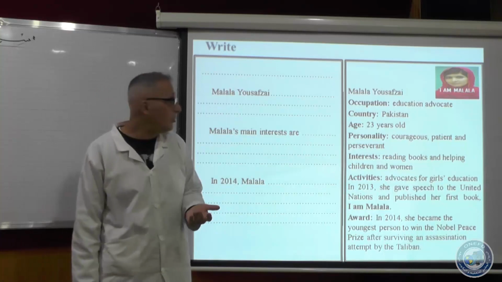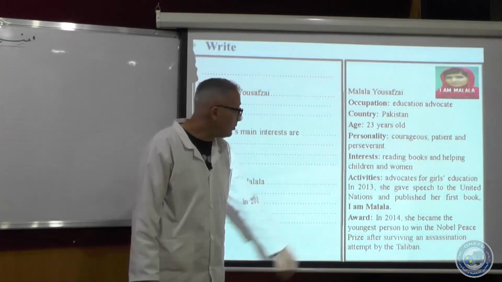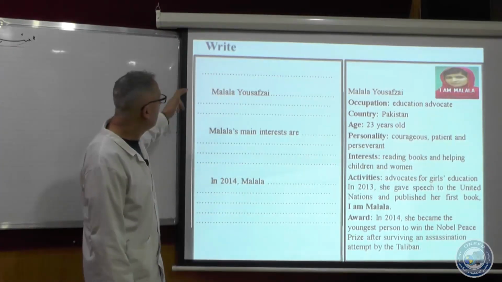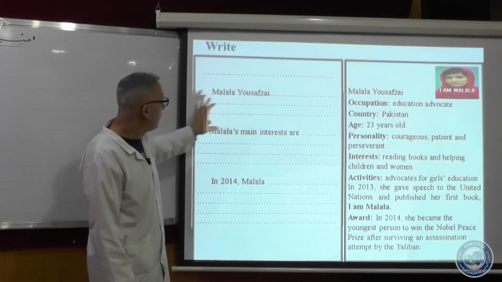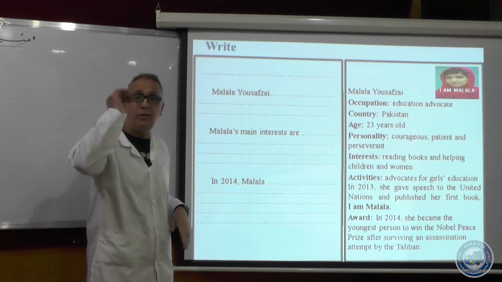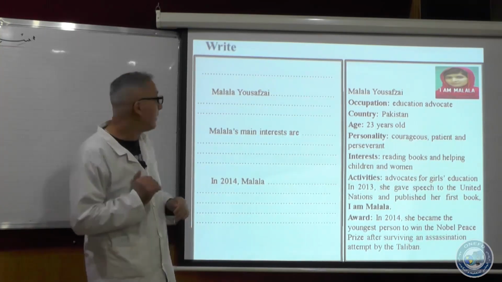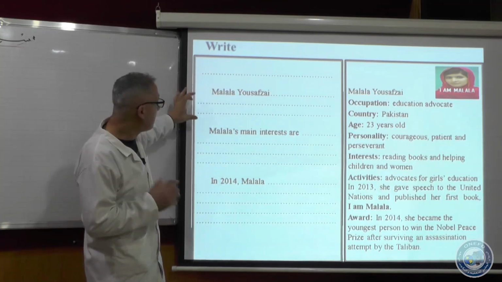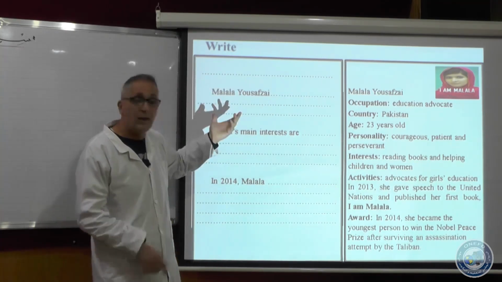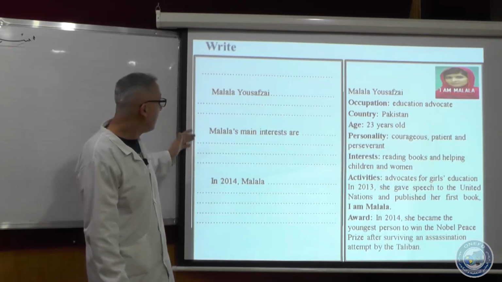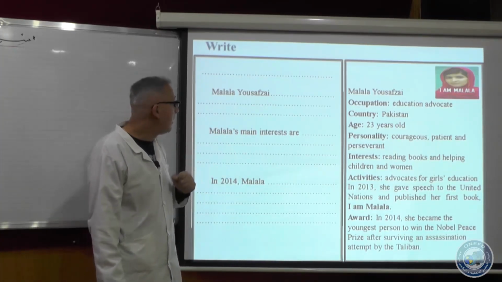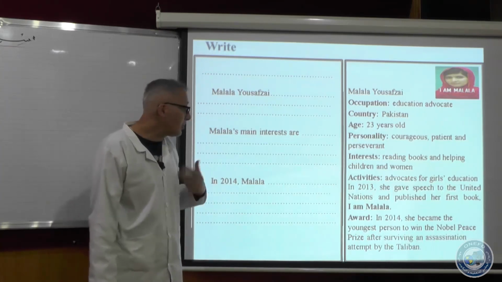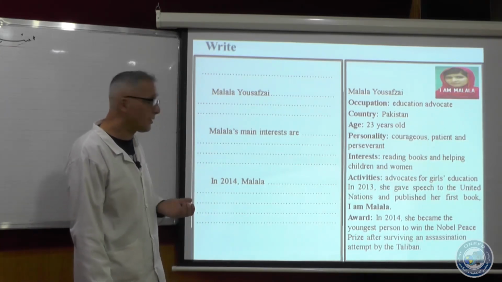Now, what are you going to do? You are going to look at Malala's profile and try to write, following the model and the frame of the article. Here you put the title, of course, and in the first paragraph, you give an introduction of Malala Yousafzai, and next you talk about her main interest, and at the end you talk about her award.